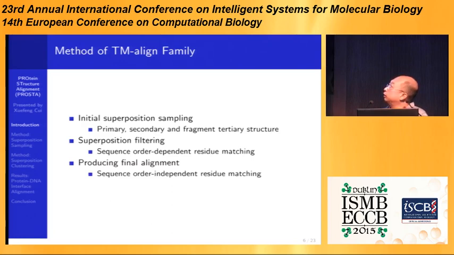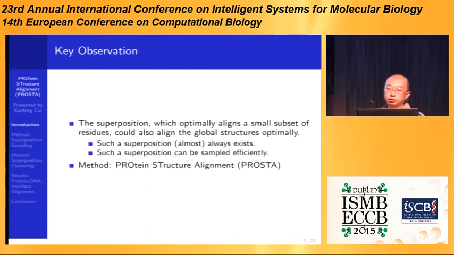So they only perform that in the last stage before producing the final alignment. This is more like a sequence order dependent alignment method wrapped by a sequence order independent refinement. So the sequence order dependent part is actually the TM-Align method, and after this wrapping, it becomes the iAlign method. So our method tries to improve the TM-Align method based on this key observation.